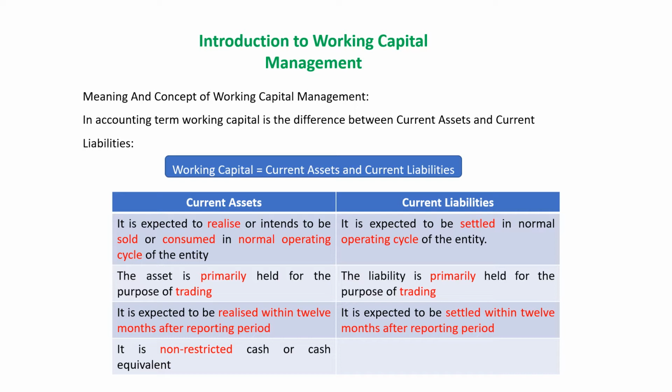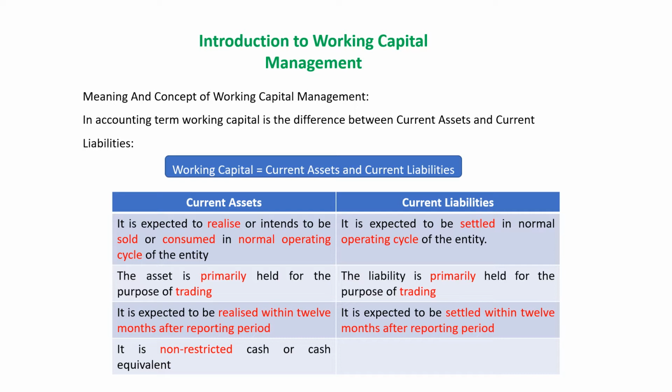In accounting terms, working capital is the difference between current assets and current liabilities. That is, working capital is equal to current assets less current liabilities. Let us understand what are current assets and what are current liabilities.